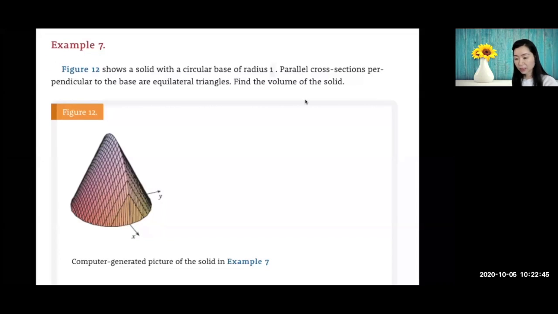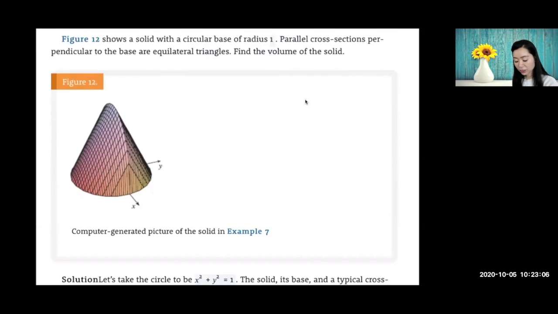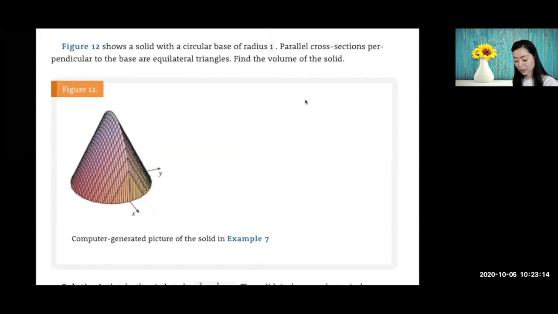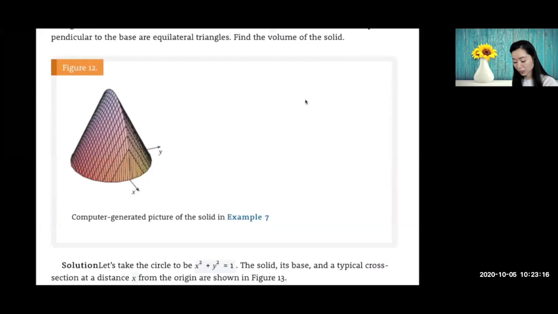Example 7. Here we have a solid with a circular base. So the base here is a circle. And the parallel cross sections here are going to be perpendicular to the base, and they are equilateral triangles. Equilateral triangle means the three sides are equal. So we try to find the volume for this solid. This is a computer-generated picture of the solid.